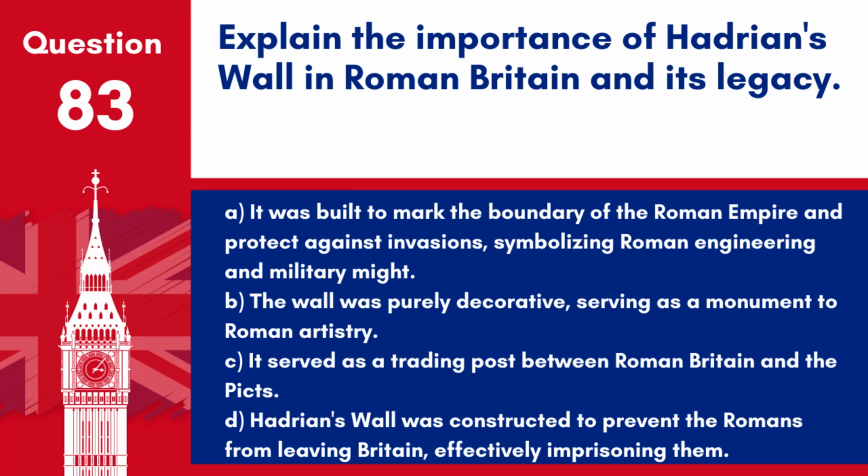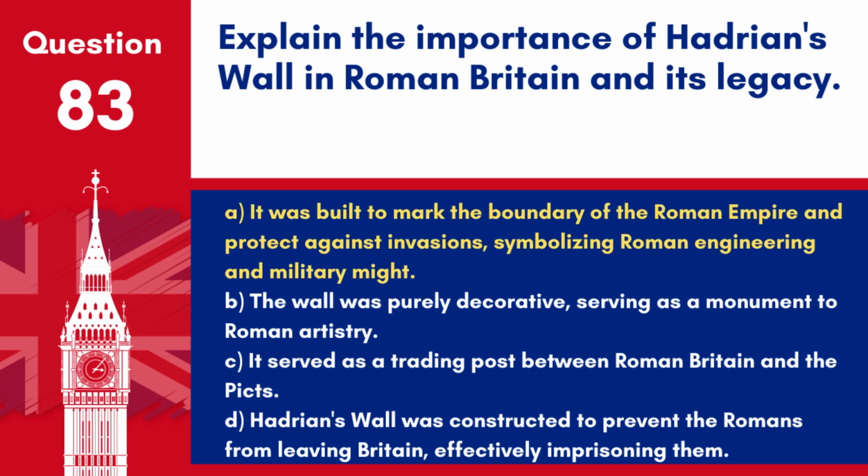A. It was built to mark the boundary of the Roman Empire and protect against invasions, symbolizing Roman engineering and military might. B. The wall was purely decorative, serving as a monument to Roman artistry. C. It served as a trading post between Roman Britain and the Picts. D. Hadrian's Wall was constructed to prevent the Romans from leaving Britain, effectively imprisoning them.